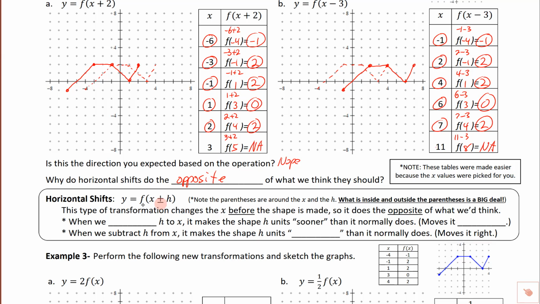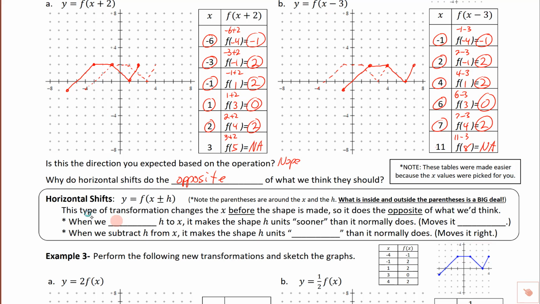Now, here's what they can look like in general. So this is going to be y equals, our new function is going to have the x, and then we're going to add or subtract another number. We'll call that h. So f of x plus h. And again, note where the parentheses are. They're around the x plus or minus the h. What is inside or outside the parentheses is a really big deal, as we've already seen, because on this one we had the same plus 2 as we did before, but before it was outside the parentheses. Here they're inside the parentheses.